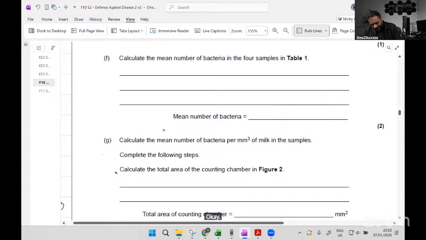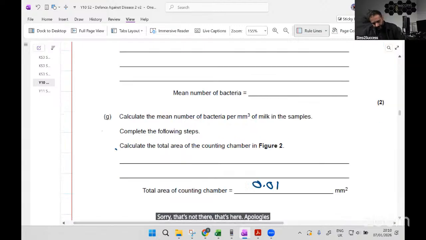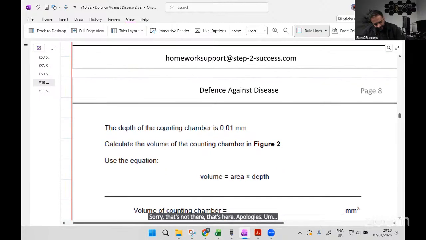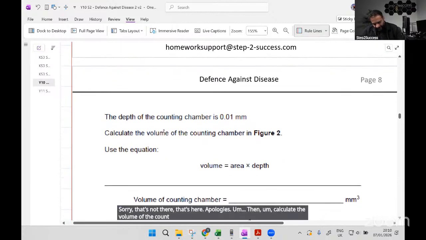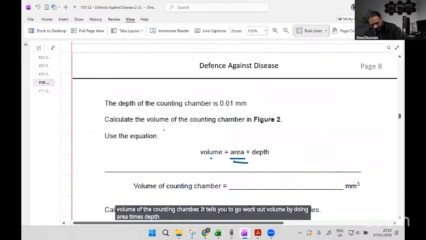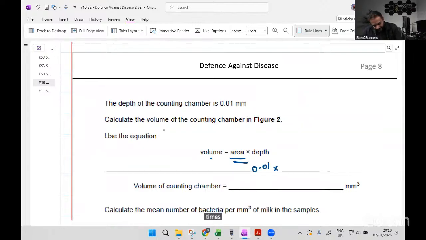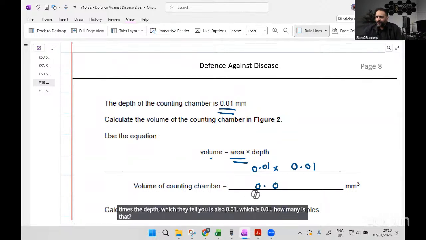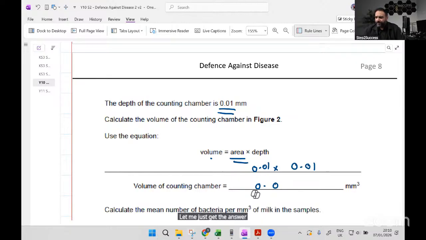Sorry, that's not there. That's here. Apologies. Then calculate the volume of the counting chamber. It tells you to work out volume by doing area times depth. We got an area of 0.01 times the depth, which they tell you is also 0.01. How many is that? Let's get the answer. 0.0001, something like that.